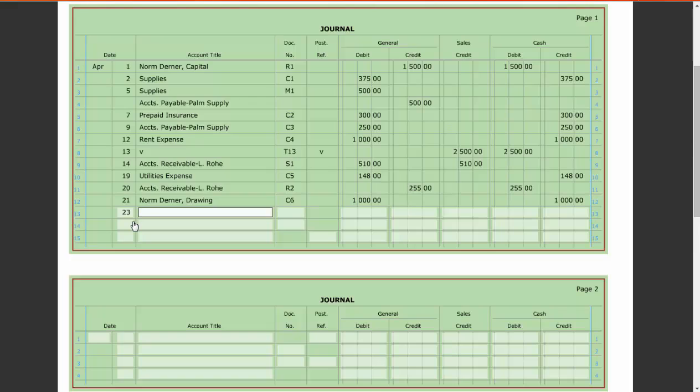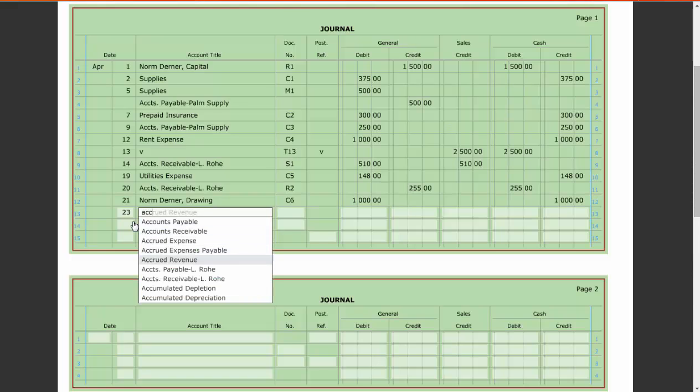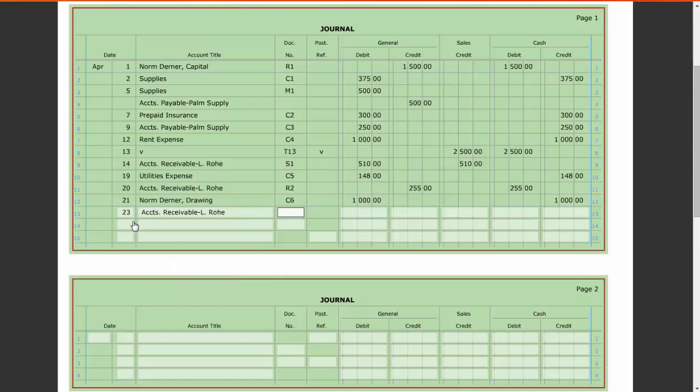So then the other account that we have to affect is going to be L. Rowe. And this is where I know students are struggling a little bit. Is it receivable or is it a payable? Okay. We are going to be receiving money from L. Rowe. So I'm going to have to type in accounts receivable, L. Rowe, because notice they give you both options. So anytime you have a source document of an S, it will be accounts receivable and cash. So I'm going to do a general debit of $375 and a sales credit of $375.